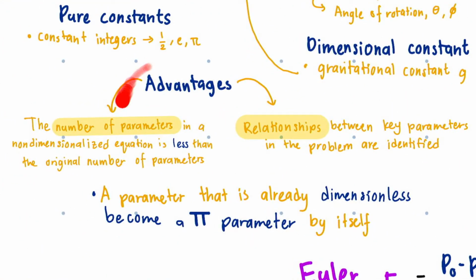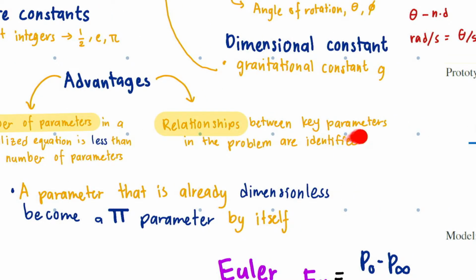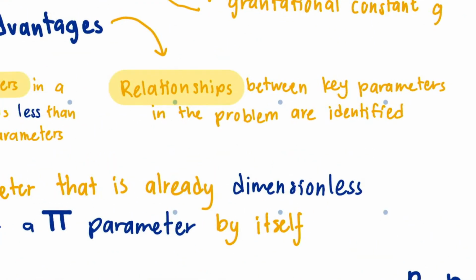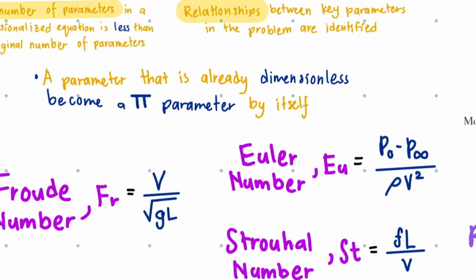So they will ask you what the advantages of non-dimensionalization are. The number of parameters in a non-dimensionalized equation is less than the number of parameters in the original. The relationships between key parameters in the problem are identified, because there are so many parameters and you need to find each relationship within the parameters.